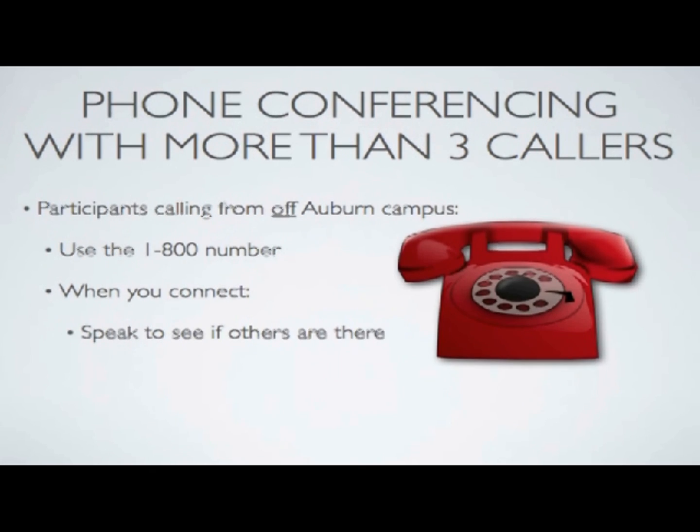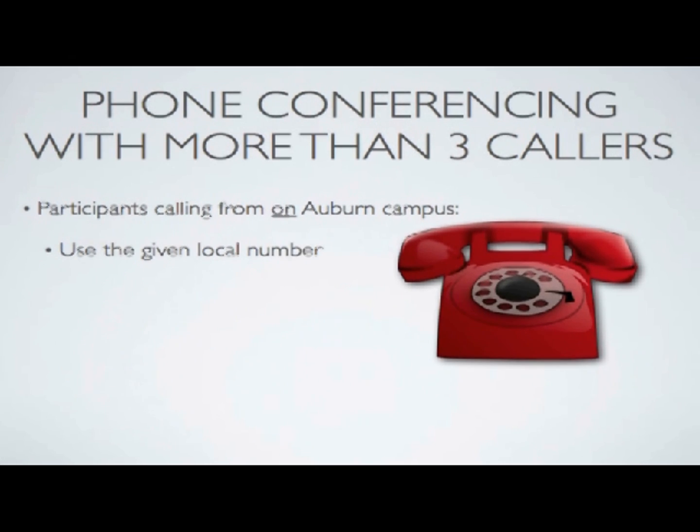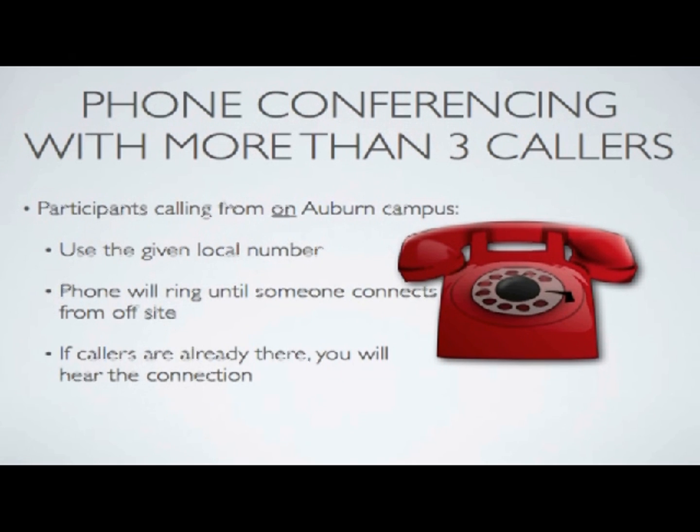When you connect, speak to see if other callers are there. If you are the first person on the call, you will hear others ring in. Callers who are on Auburn campus will call the given local number. The phone will ring until someone connects from off-site. If callers are already there, you will hear the connection. Then simply speak and ask who is there.